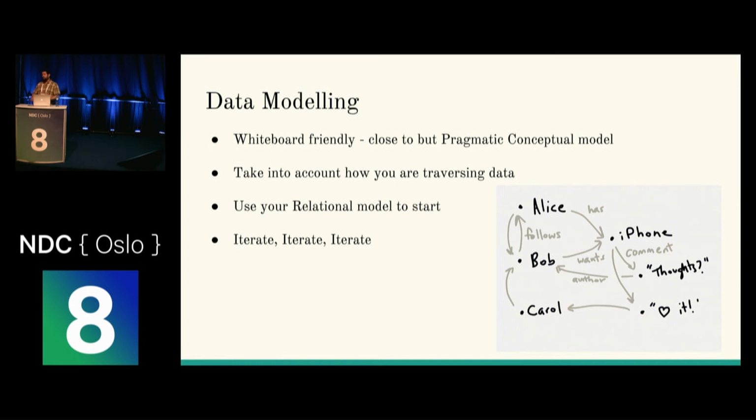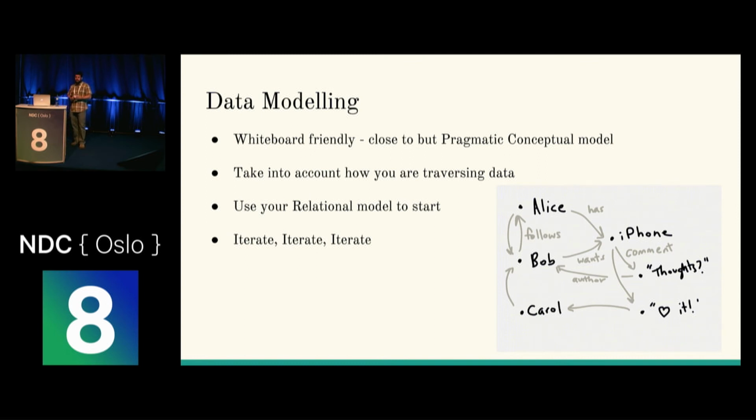In the real world, you have to apply the fact that your graph database stores data in certain ways. It has certain optimizations or features that it has or doesn't have that you really need to take into account when you take your conceptual model and make it into your graph data model.